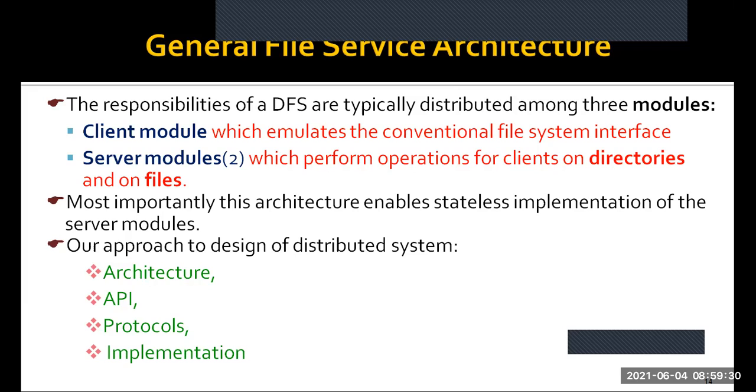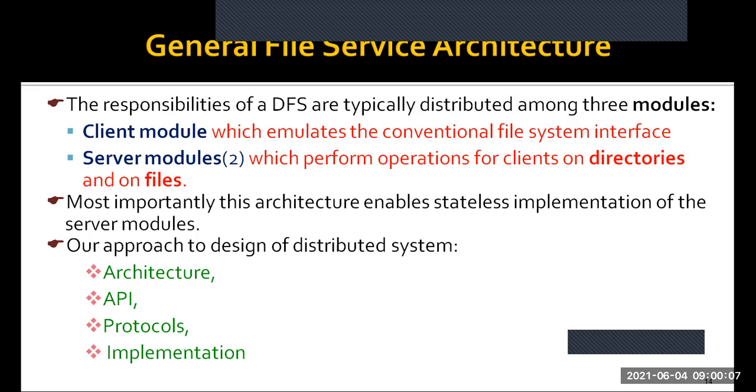So the responsibility of a distributed file system is typically distributed among three modules. One is a client module, and the other two are server modules. So what are these two server modules? As we discussed, the distributed file system works with the client-server model. In this client-server model, as we discussed in the concept of architecture, we have a single client module and two server modules. So the total responsibility of the distributed file system is distributed among these three modules: one client module and two server modules.